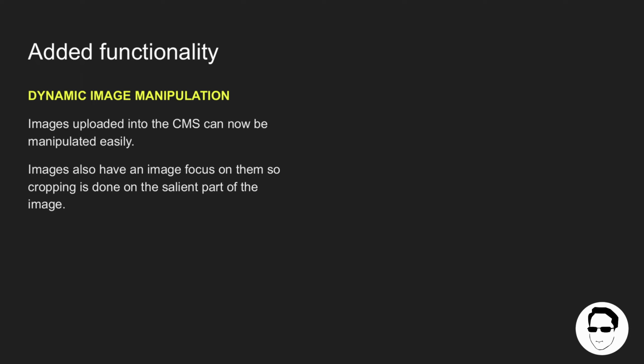It also added image focus. You can now select an area of an image, and when you're cropping, that area will be used as the center to crop towards, which is good for using images in responsive sites, for example.